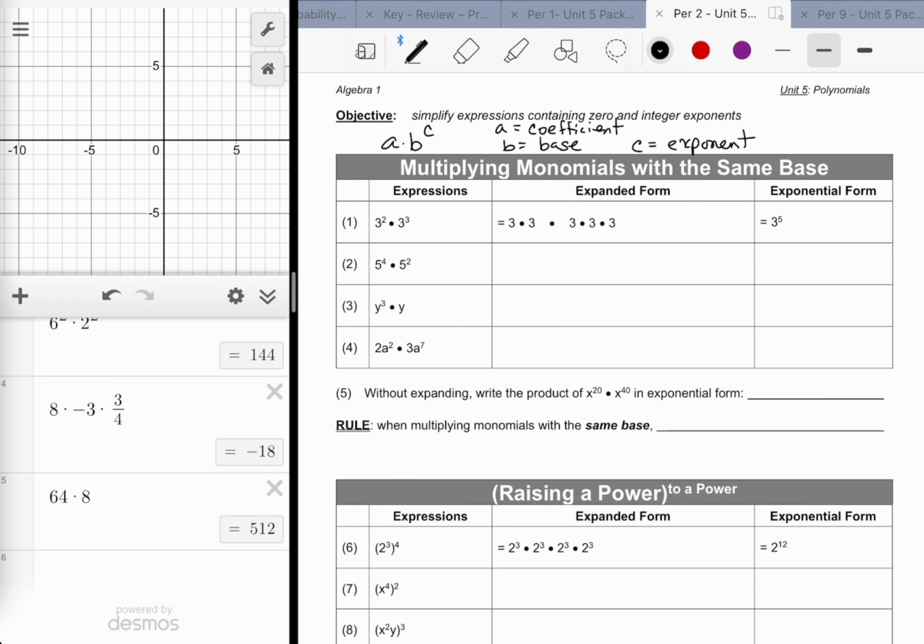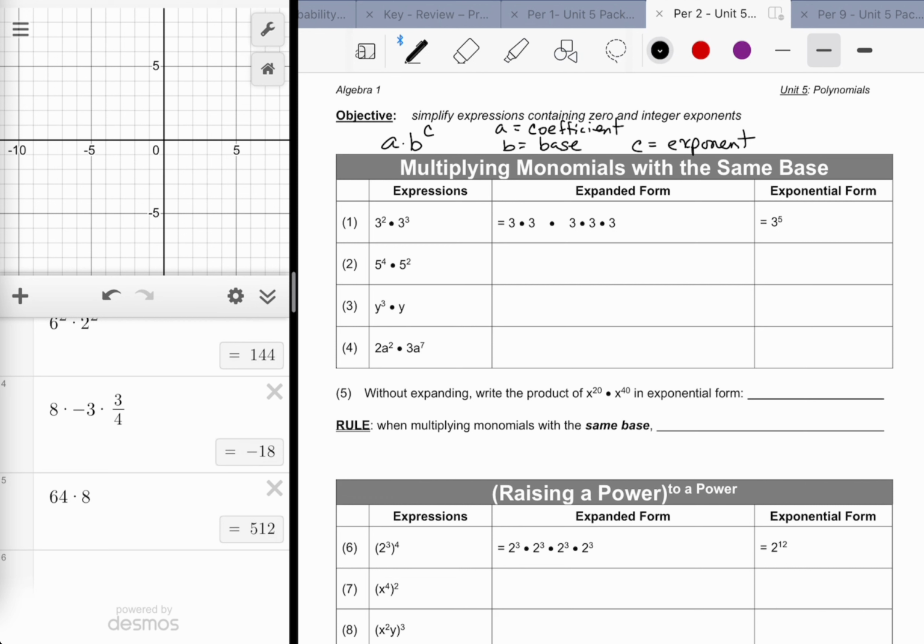All right. So when they're saying that an exponential has the same base, it's the thing that's being raised to the power. That's what they mean by the base.